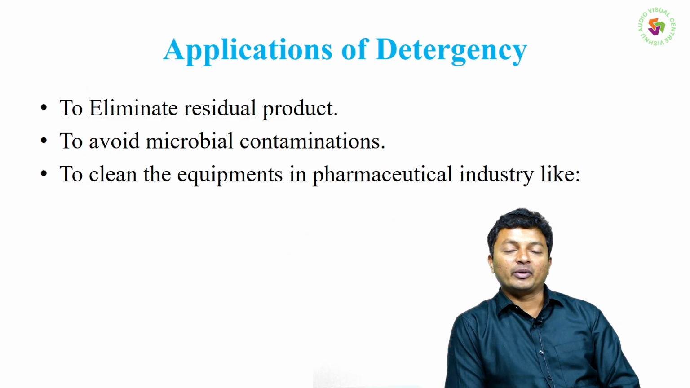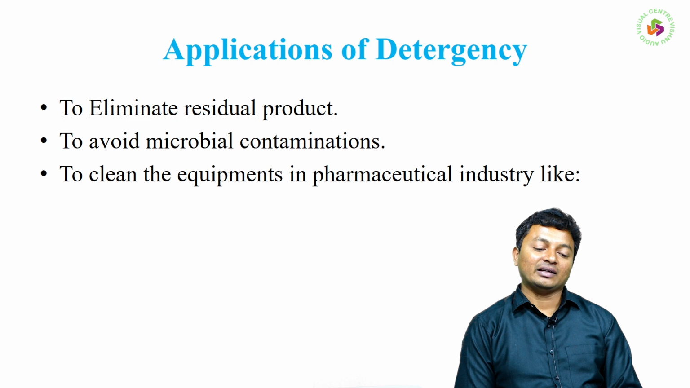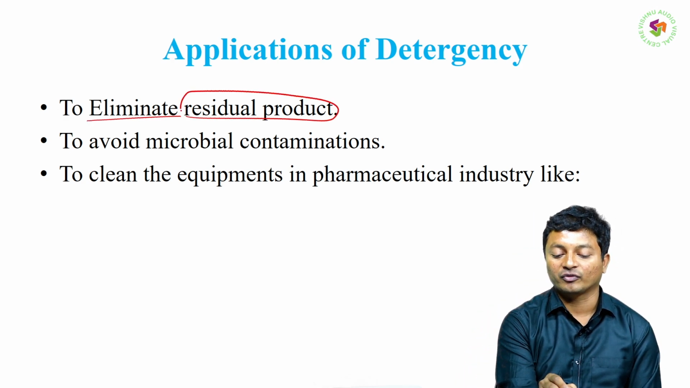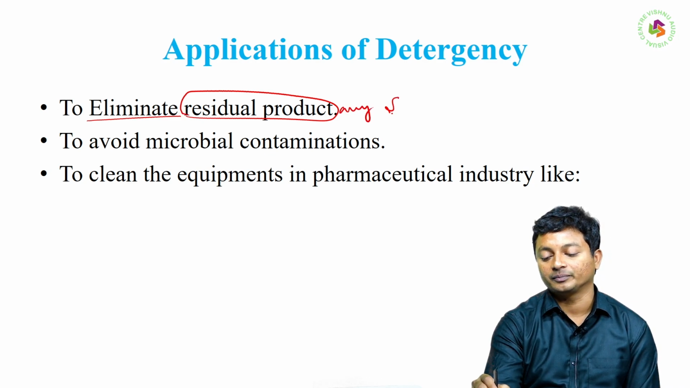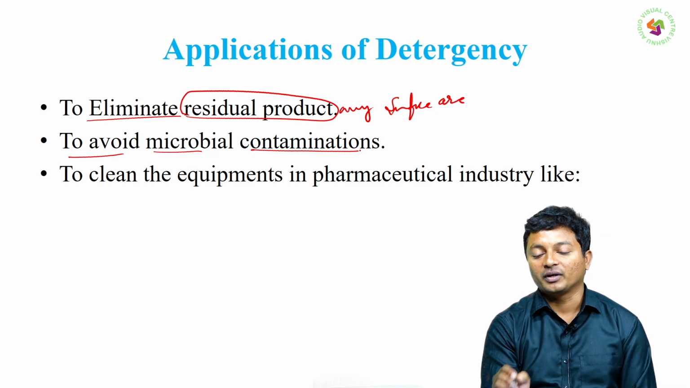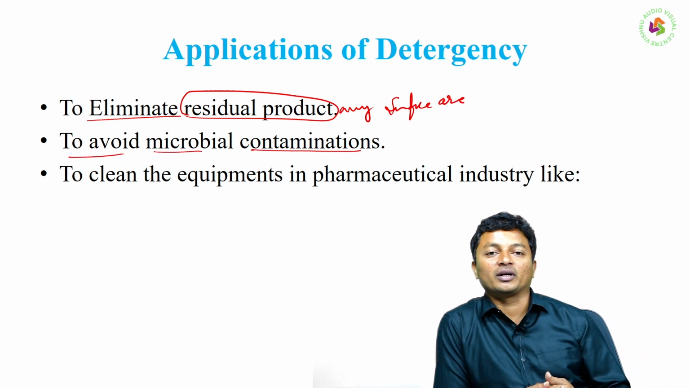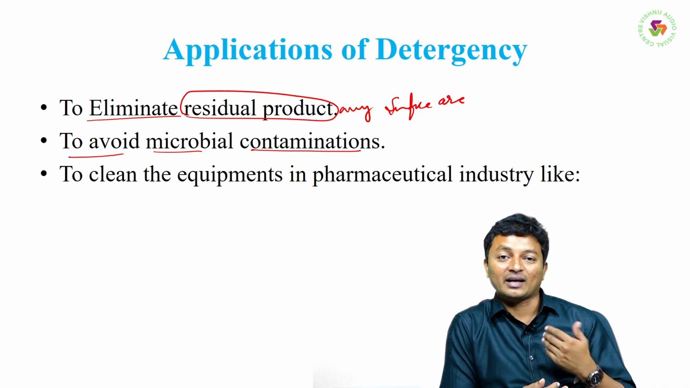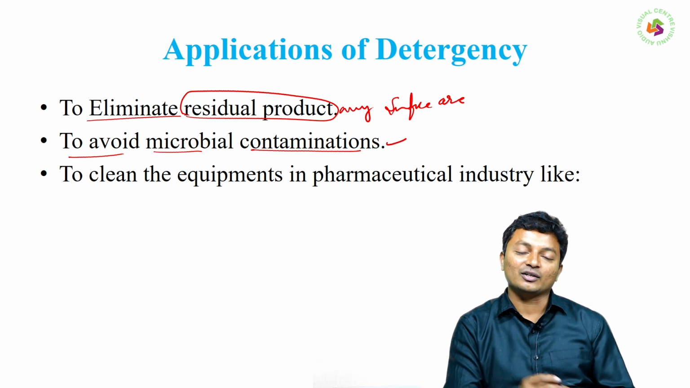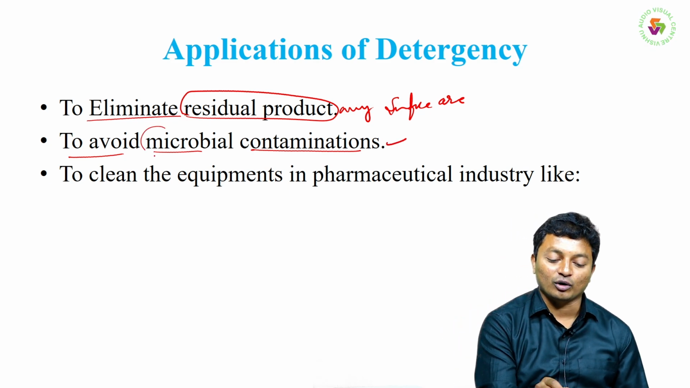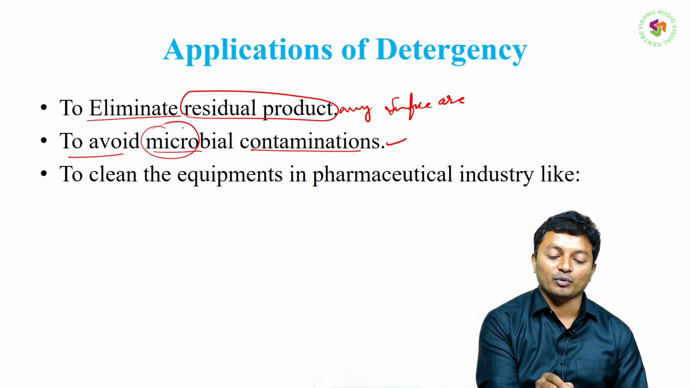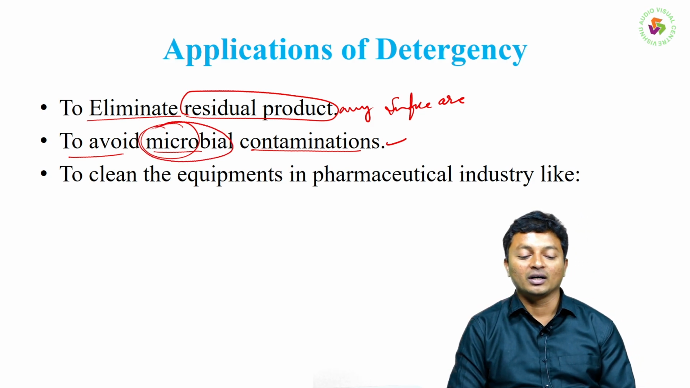Now we'll discuss the applications of detergency. Detergency has some important roles: to eliminate residual product from any surface area, and to avoid microbial contamination. If we do not wash properly surfaces like ampoule bottles and syrup bottles, which we use in pharmaceutical industries, they will undergo contamination, especially microbial contamination, that may reduce the shelf life, half-life of the particular product. So to avoid that problem, the detergency technique should be done properly.